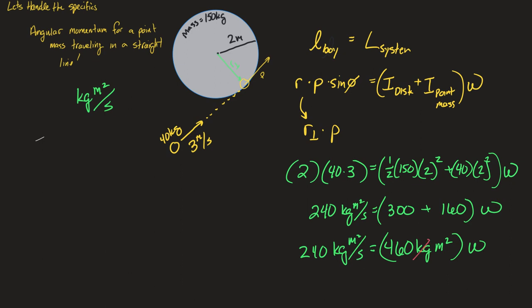I want you to see kilograms cancels, meter squareds cancel. So we're going to be left with units of nothings per second. And we know when we're talking about rotation, if it's nothings per second, it's radians per second. So solving for omega, I get 240 over 460 radians per second. That ends up being 0.52 radians per second. And that's not particularly fast. Divide by 2 pi and that will give you your rotations per second.